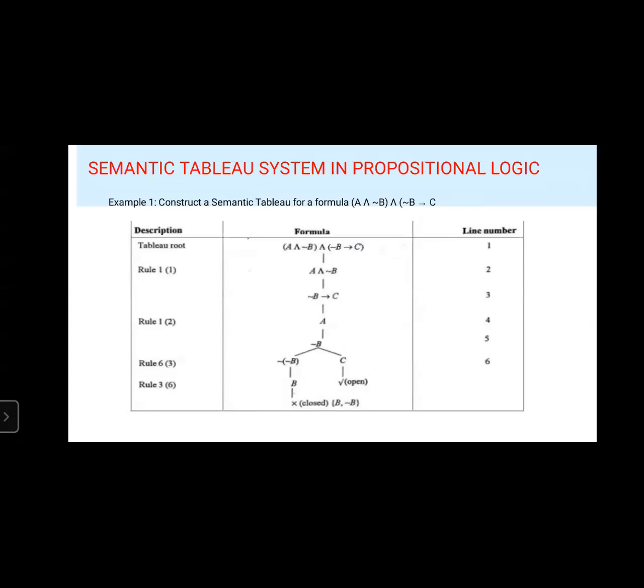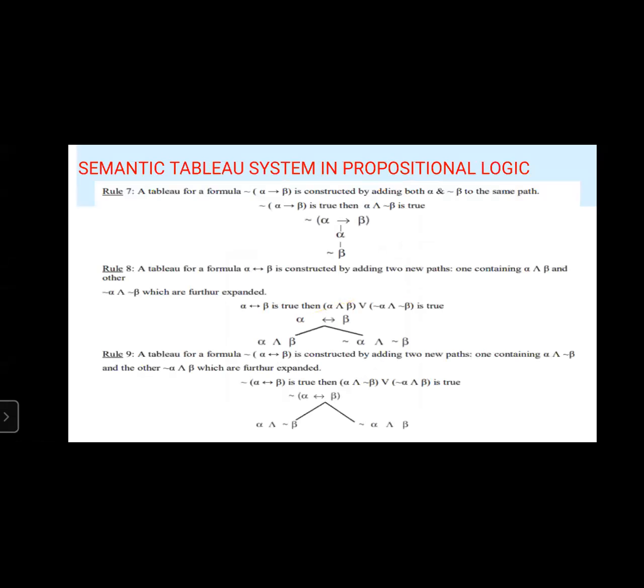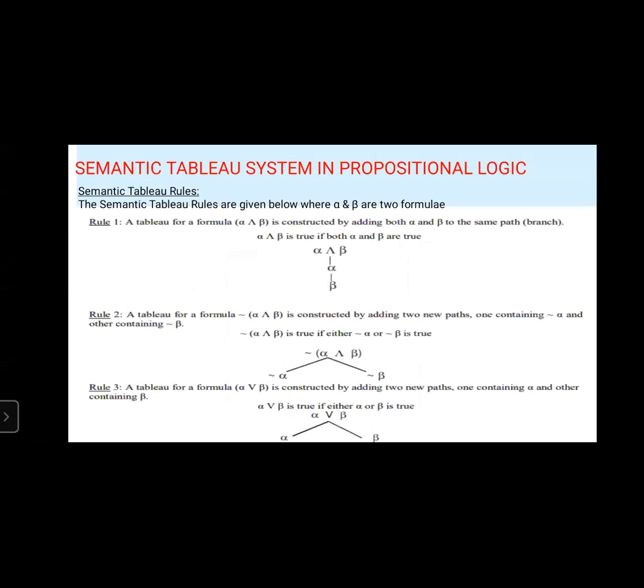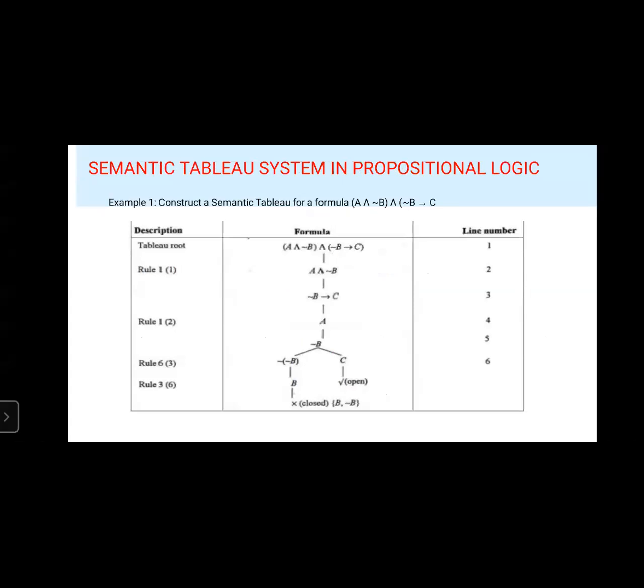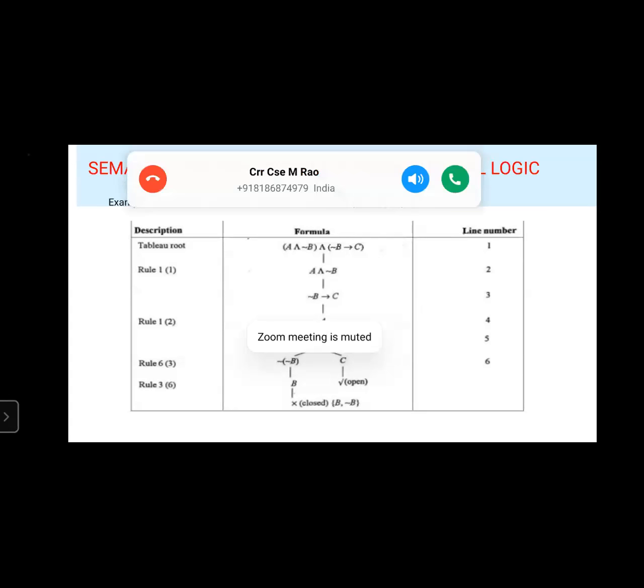Next, now apply rule number 1. By applying rule number 1 on line 1, I'm going to get A and negation B. Next, once again, apply rule number 1 on the second line. So then I'm going to get negation B implies C, A, next negation B, right?